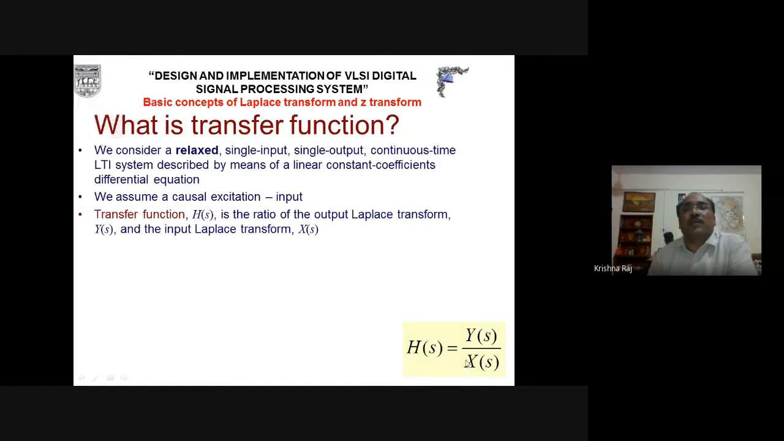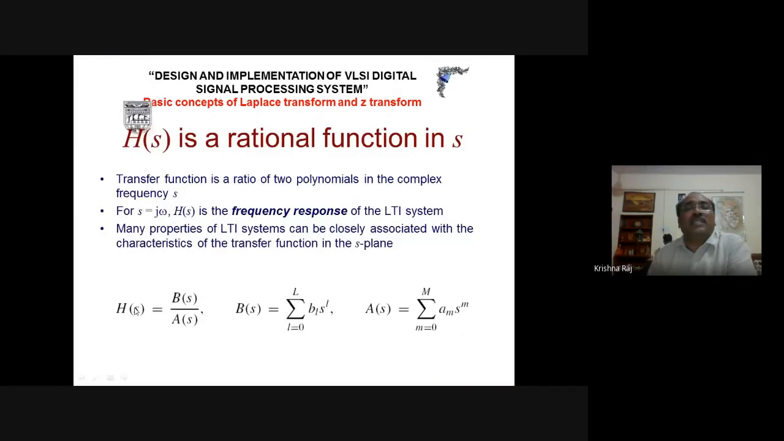Suppose this is the LTI system. Naturally, the transfer function will be represented by Y(s) upon X(s), and H(s) will be represented by the numerator matrix divided by the denominator. The numerator is, again, as we have described, in the form of s to the power l in the continuous case, and it becomes z to the power l in the case of discrete time. The same is true for the denominator.